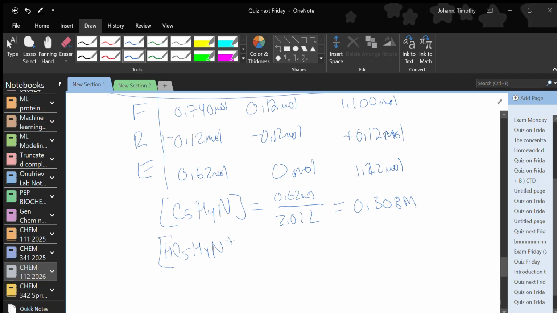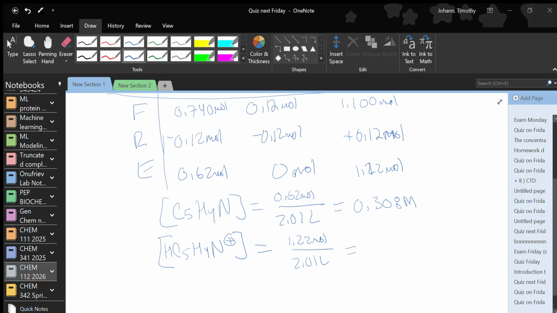And then my final concentration of the acid, C5H4N plus, is going to be 1.22 moles over 2.01 liters. They're in the same volume. And so that's going to give me 1.22 divided by 2.01, and that's going to be 0.607 molar. Is that what other people are getting?